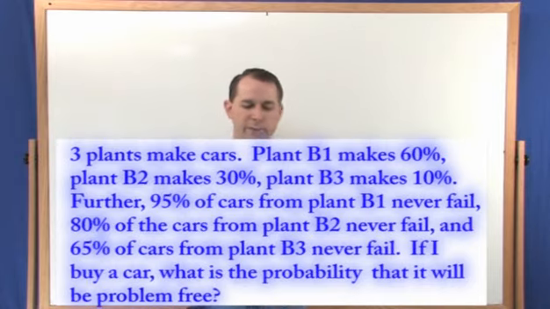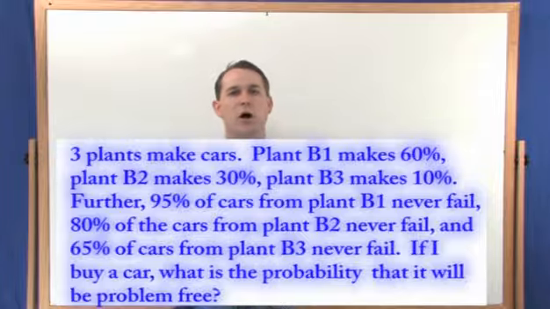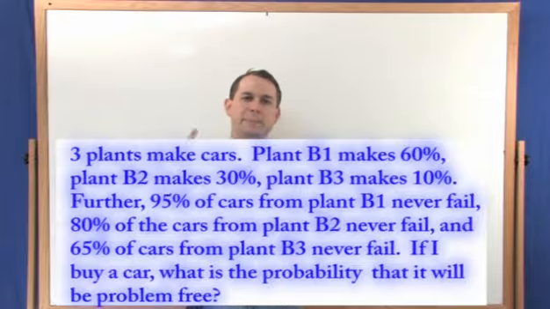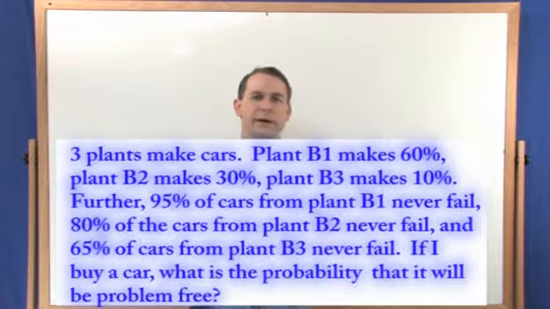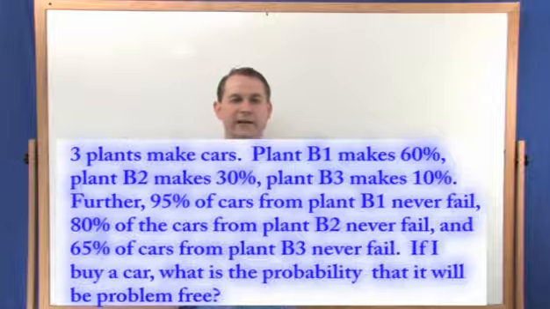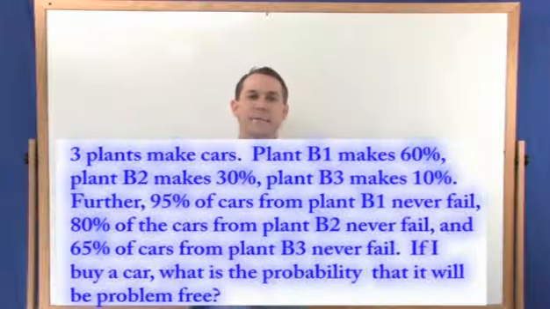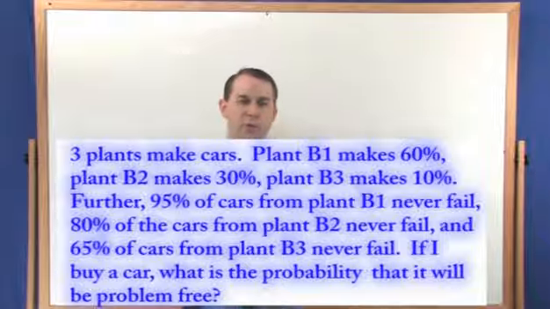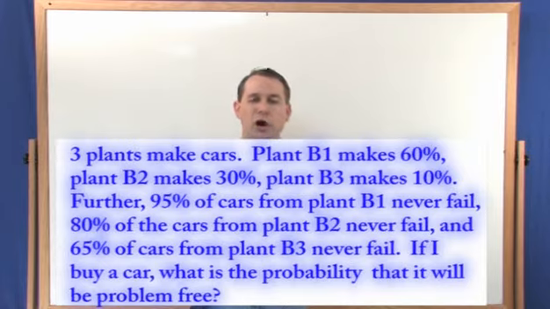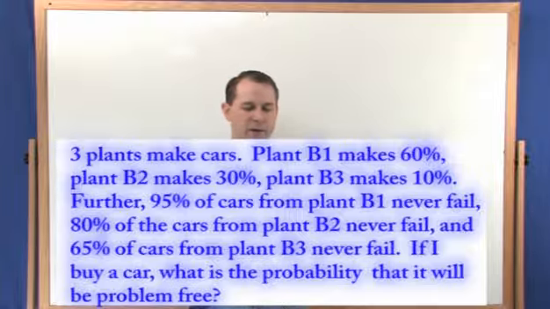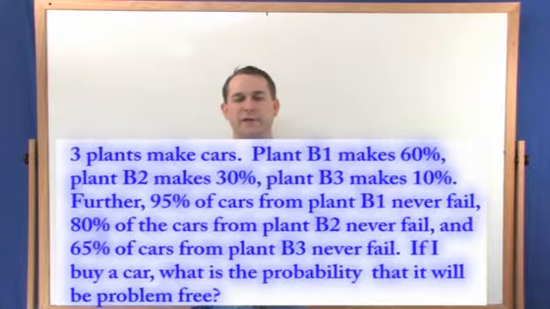One more time, let's run through it, because once you understand the form of these types of problems, they'll all look similar. You have three plants. Plant B1 makes a certain percentage of the cars, plant B2 makes a certain percentage, and plant B3 makes another percentage. Add all those percents up, they're always going to add to 100% because all the cars come from those three plants. So B1 makes 60%, B2 makes 30%, B3 makes 10%. Furthermore, plant B1 has cars that never fail 95% of the time, plant B2 has 80% that never fail, and plant B3 has 65% that never fail.